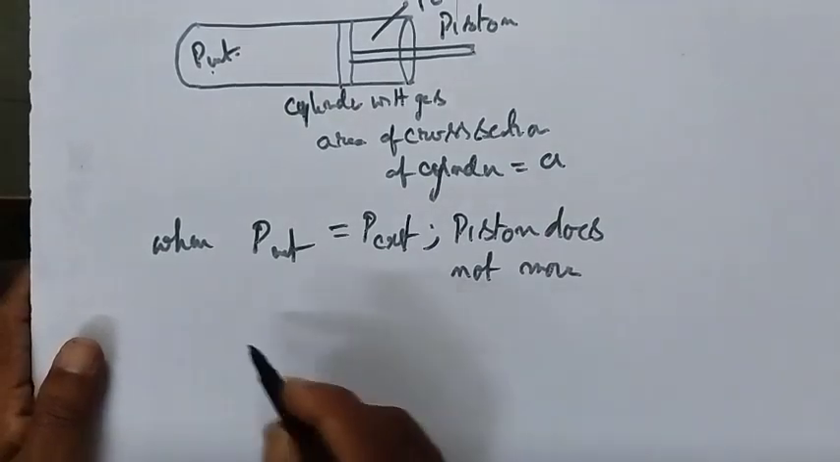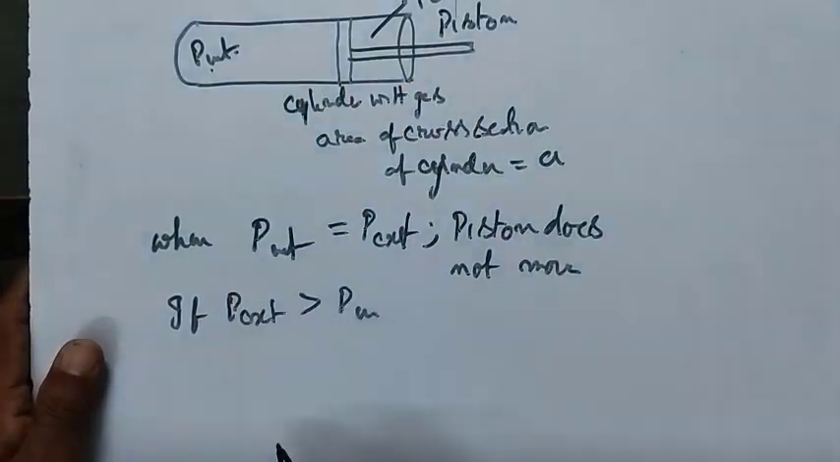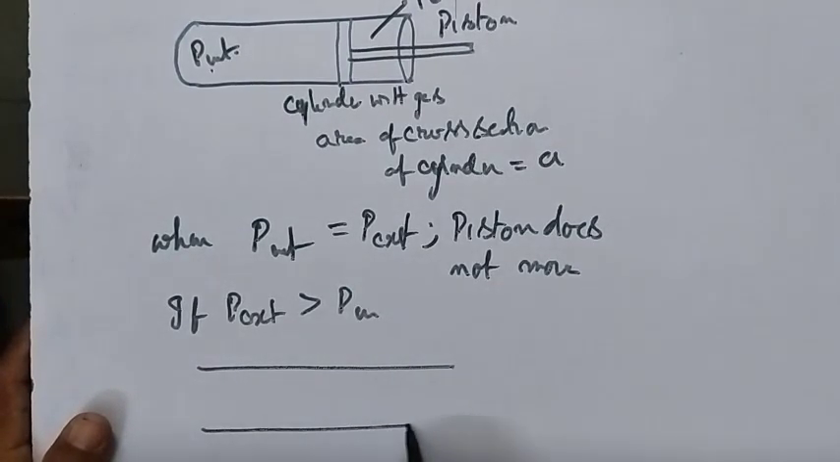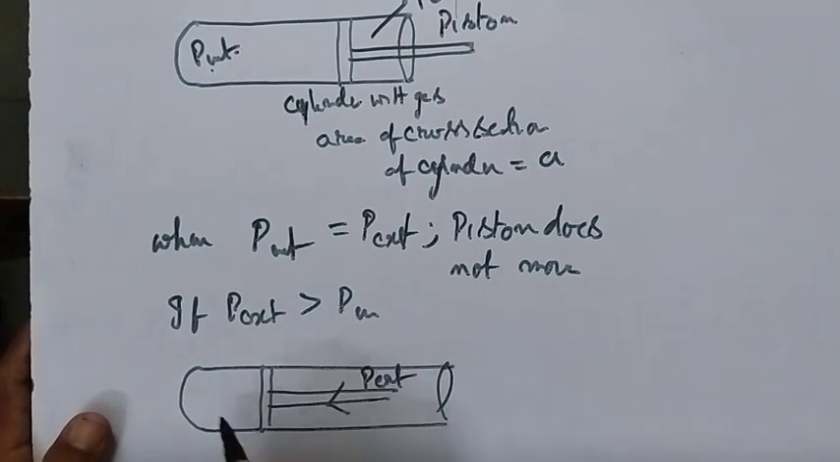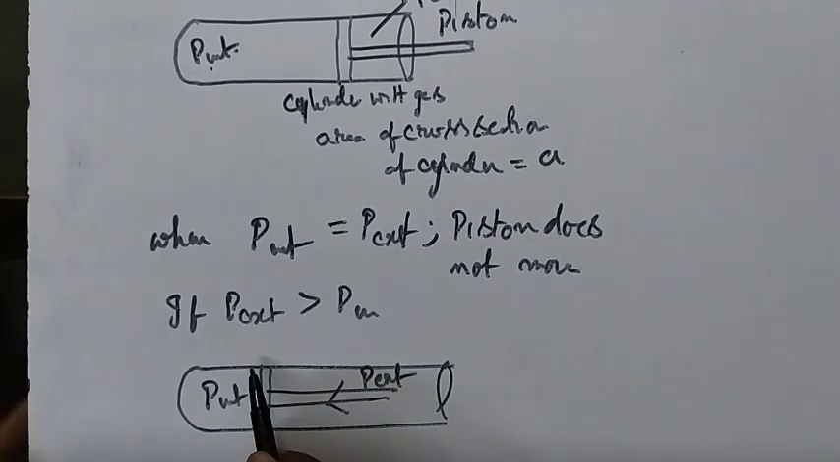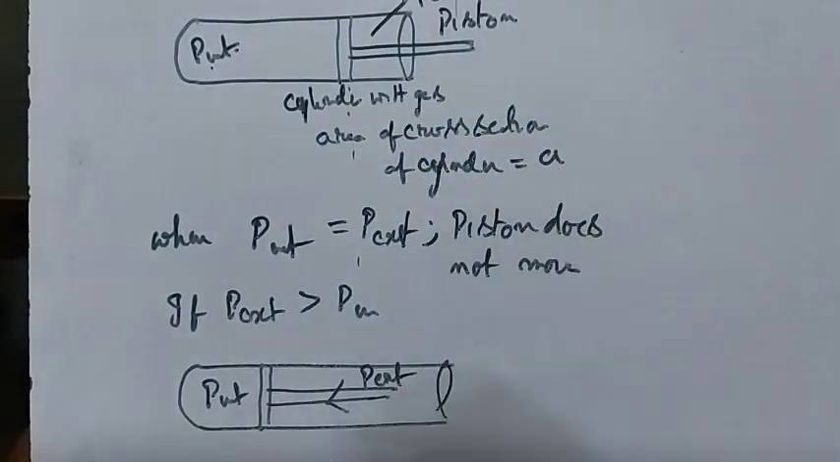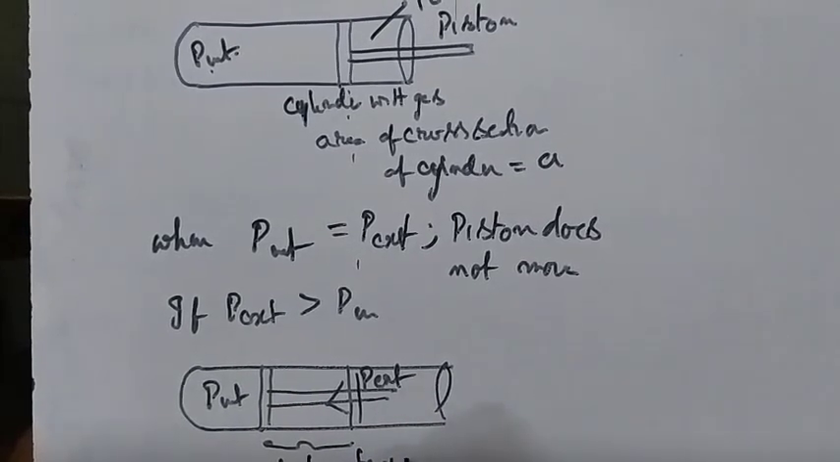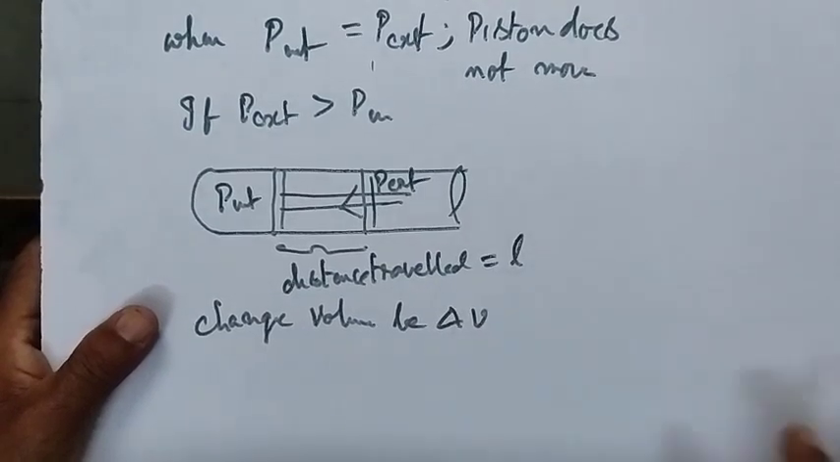If P external is greater than P internal, then the piston moves towards the bottom of the cylinder. So here the piston moves up to here. If the external pressure is more than internal pressure, then the piston moves inside. Then what is the change in volume? Previously the position of the piston is here. This is the distance traveled. Distance traveled is L. Change in volume be delta V.